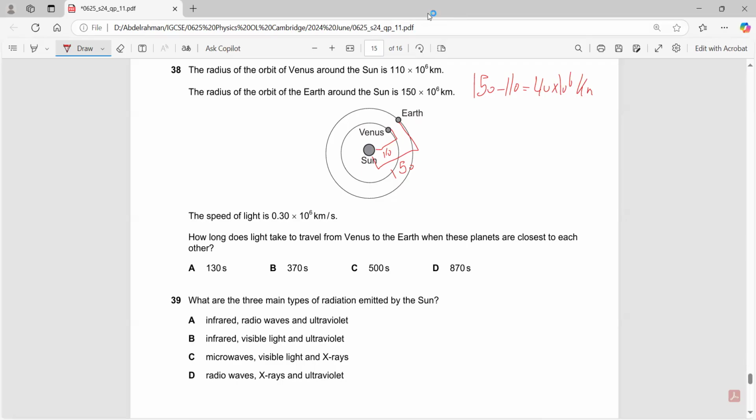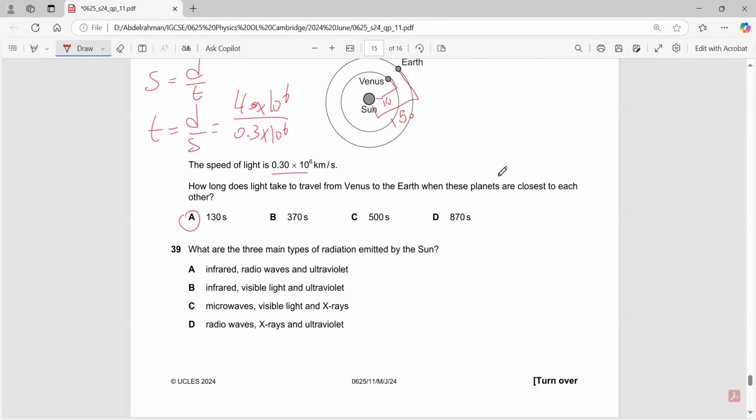Then you have the speed. Can I find the time? Yes, speed equals distance over time. Therefore, time equals distance over speed. You have the distance, 40 times 10 to the power of 6, and the speed, 0.3 times 10 to the power of 6. You do not need to convert anything. So 40 times 10 to the power of 6 divided by 0.3 times 10 to the power of 6 gives you a time of around 133 seconds, which is A.